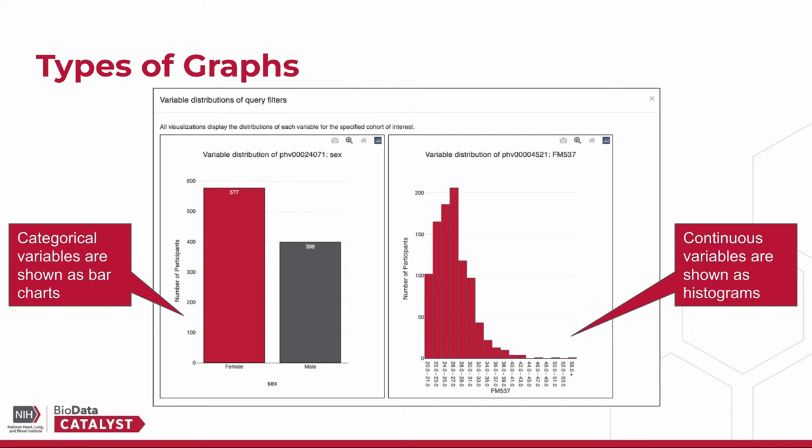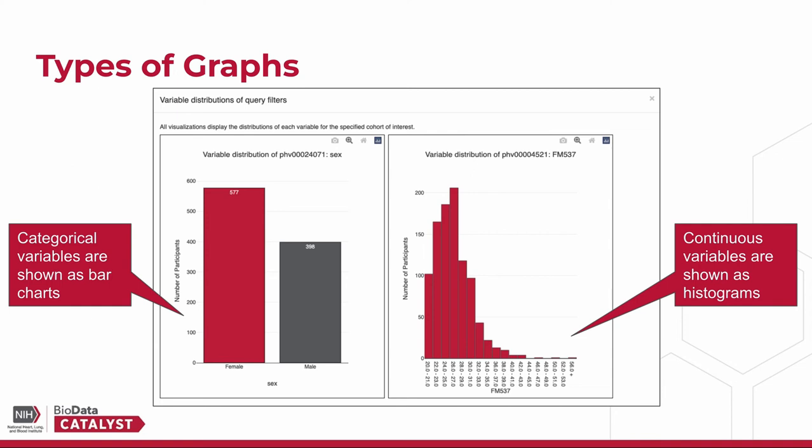As shown here, there are two main chart types that are displayed based upon the data type. Categorical variables are displayed as bar charts. In this example, sex is a categorical variable with two categories, female and male. These are displayed as bars in the bar chart, with counts displayed at the top.